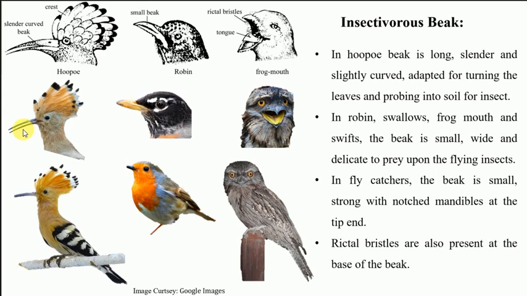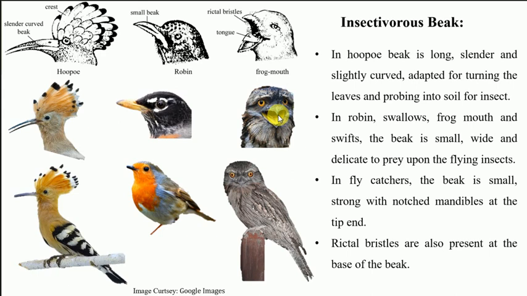So it can be useful for probing, and when the insects, the larvae or the pupae, hide under the soil, when they come out with the help of that beak, these birds pick up those insects and feed on them. Now in the case of the swallows and the frogmouth, here you can see the frogmouth bird. Okay, the beak is comparatively smaller in size, and it is wide and delicate to prey upon flying insects. So again the beak here is broad and useful for capturing flying insects.